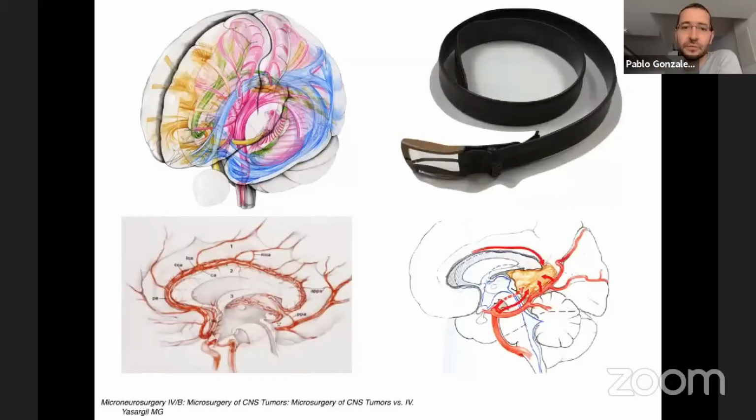Something important about the limbic system is not only this deep anatomy, but also how the fibers are arranged. They are mainly arranged like belts. They are completely different to the fiber systems we have related to the telencephalic neocortical regions. This is very important. Another important thing is the vascularization of these regions, which comes directly from small perforators coming from the main trunks of the anterior and posterior circulation systems.